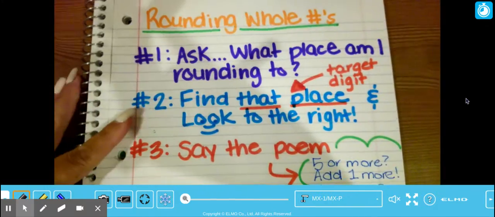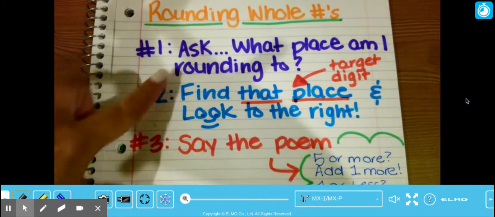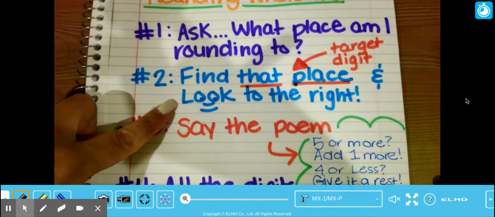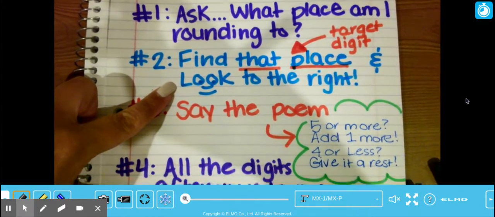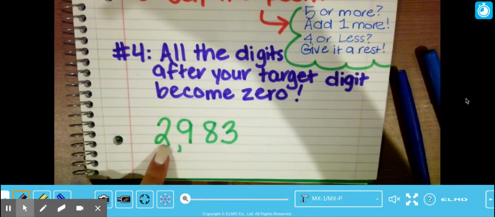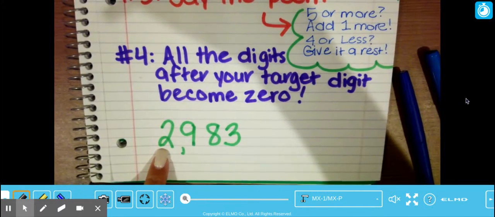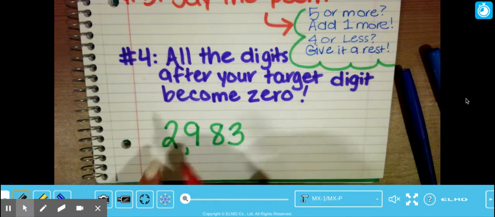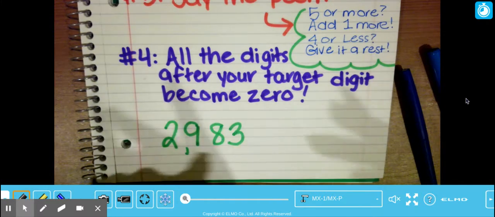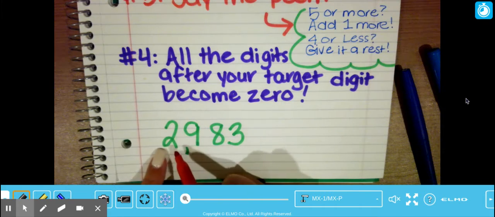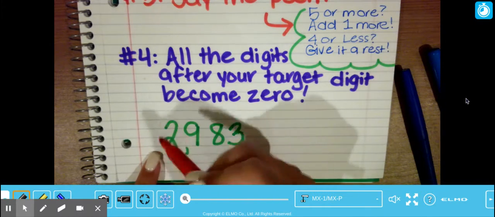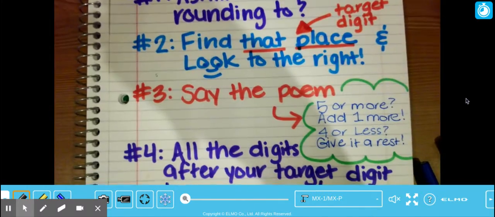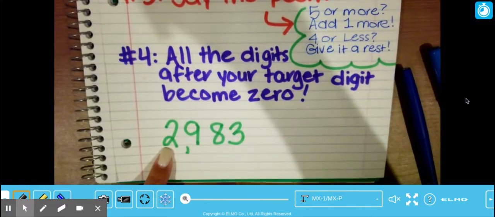Let's follow our rules. First, I know what place I'm rounding to. I already said it, the nearest 1,000. Now I want to find that place. Where is it? Here it is. The 2 is in my thousands place. This is my target digit. Now, some people underline it. Some people circle it. It doesn't matter, as long as you know that this is your target digit. Now, what does it say to do next? Look to the right. Okay.